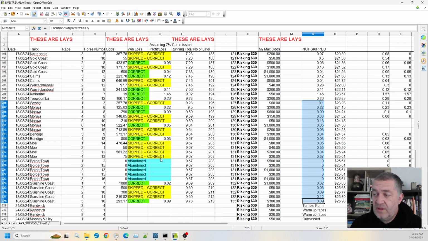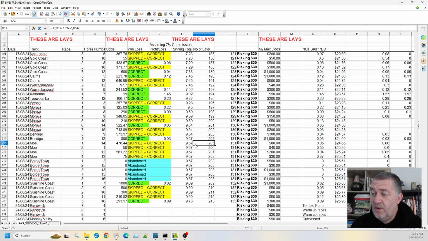But there was an abandoned meeting, and as I said, quite a few ended up being over our odds, so there was just no value there to take them. Although we've still only got one wrong out of 213 selections all up.